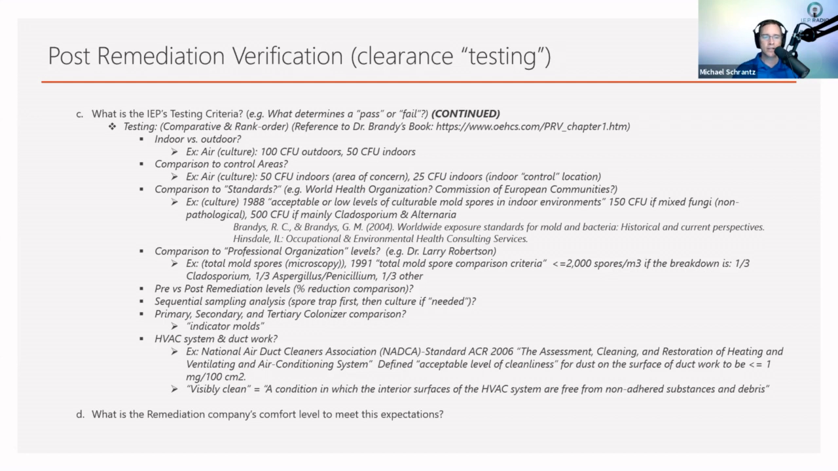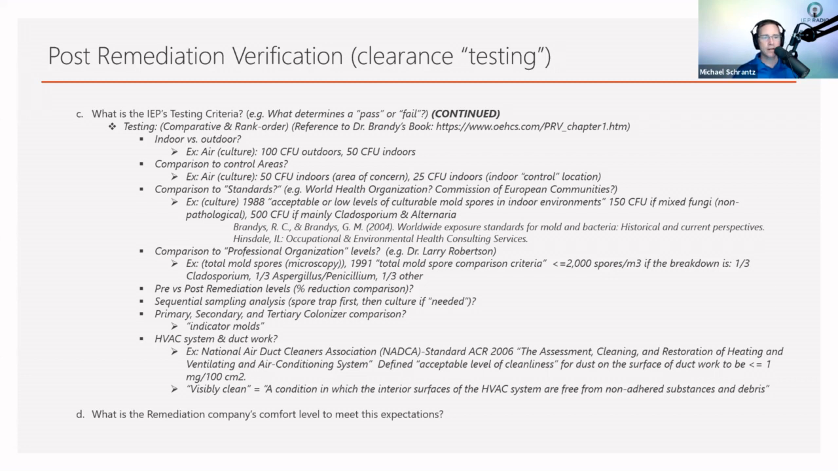Now, again, it's all relative. If you did pre-testing during the wintertime and you have really low outdoor counts as a control, and then you do post-testing as a clearance in the springtime, because it's a long, ongoing, drawn-out remedial process, you have to consider that you're going to, on the whole, have higher levels of indoor mold counts than you did in the wintertime because of the influence from the outdoors. There's a lot to consider.